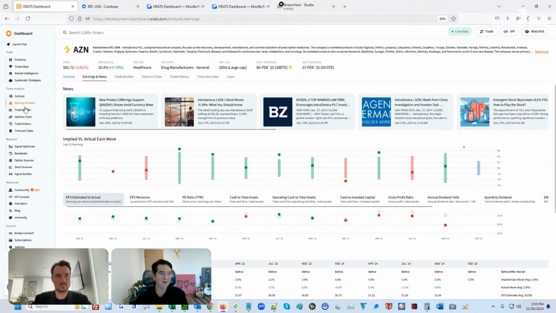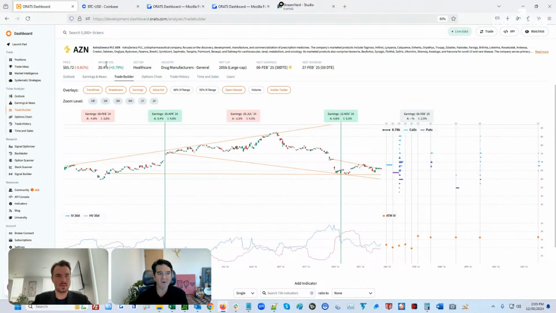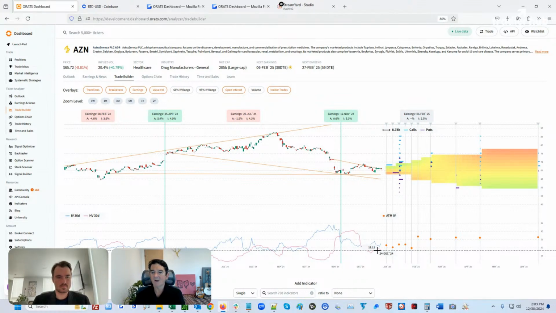So back to the trade builder, again, just staying on AstraZeneca, you could notice that we have implied volatility, 30-day, and historical volatility. The blue is the implied. The magenta is the historical, and then we provide a couple different calculations, close to close, and then open, high, low, close, a modified Parkinson, which interestingly was the most accurate one that we found.